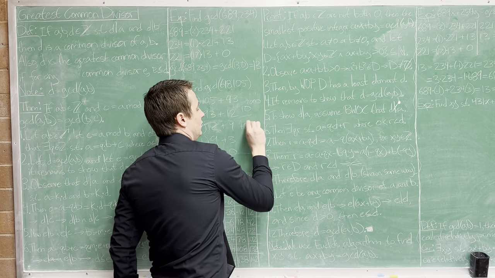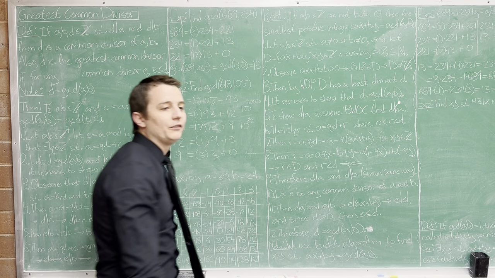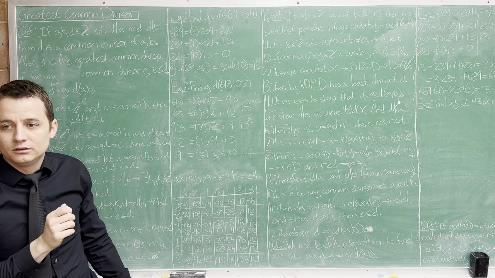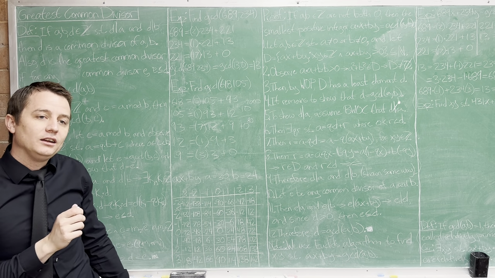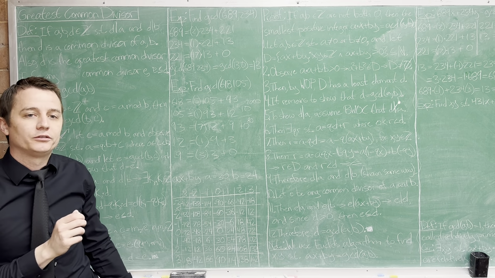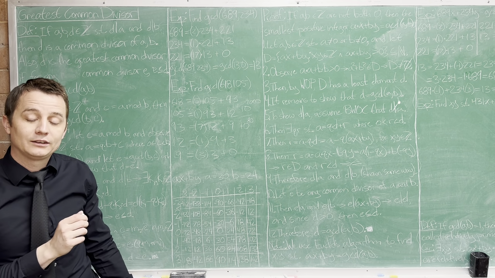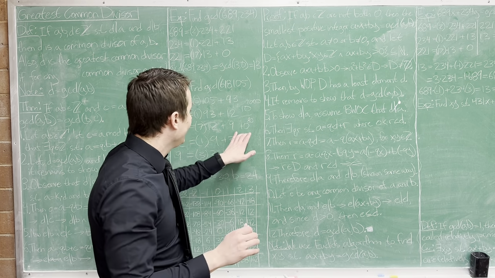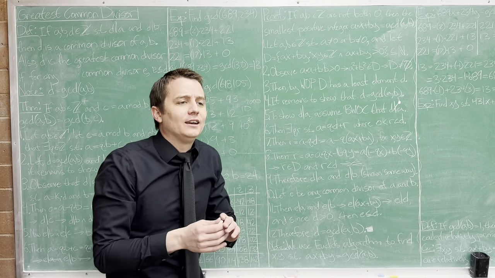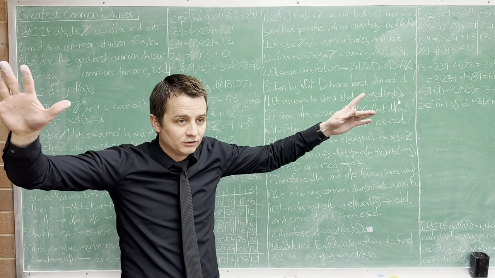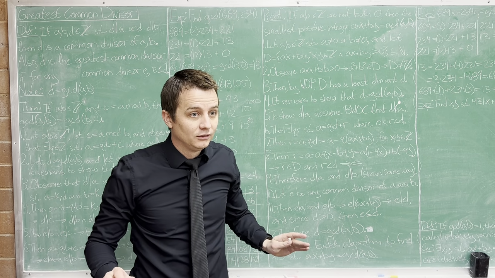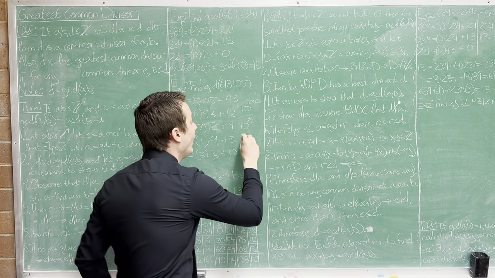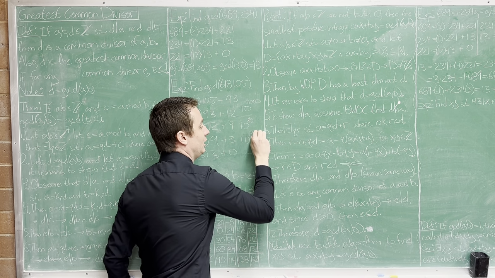10 to the 80 is roughly how many atoms there are in the observable universe. That's massive. Imagine for a second you took the whole observable universe and then you doubled it, and then you doubled it again, and then again. You still haven't gotten to 10 to the 81.